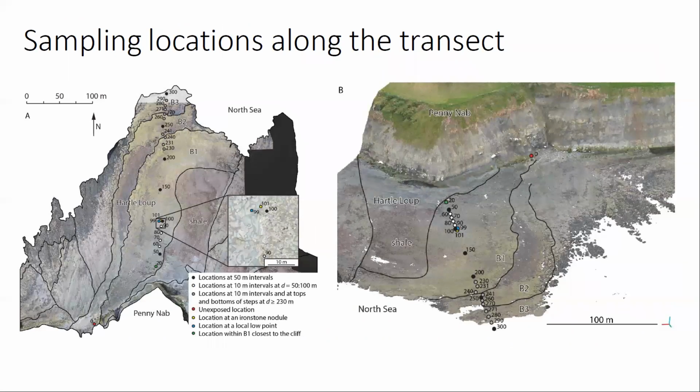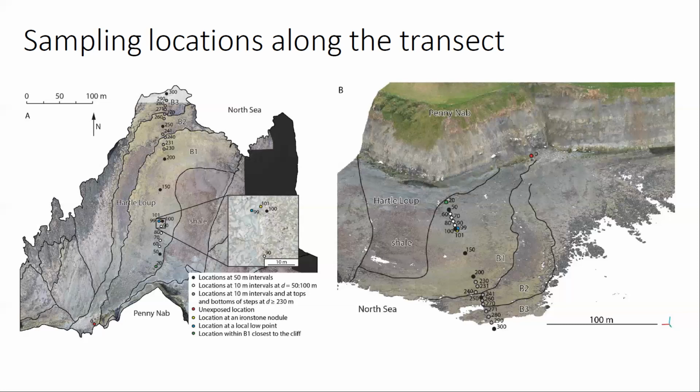We sampled along a single cross-shore transect. Selection of specific sampling sites was related to our research questions. We collected 6 samples at 50-meter intervals between 50 and 300 meters from the cliff to get the average cliff retreat rates in the Holocene. We then sampled at 10-meter intervals at the distance of 50 to 100 meters from the cliff to see whether cliff retreat was gradual at the shorter timescale.